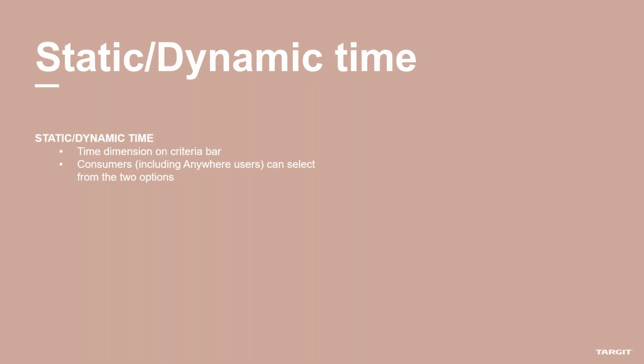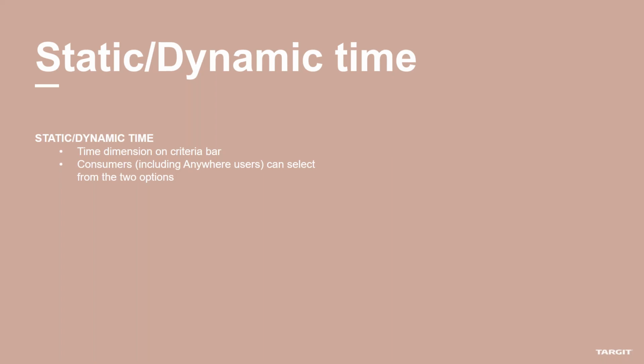Then we will be introducing an option mostly for the end users, the consumer users. If they are working on an anywhere client where you may have designed a dashboard with a time dimension on the criteria bar, then you have to choose whether it should work with the static option or with the dynamic option. You have to do that as designer, and then the consumer user cannot change that. But in the future, they will be able to do that.